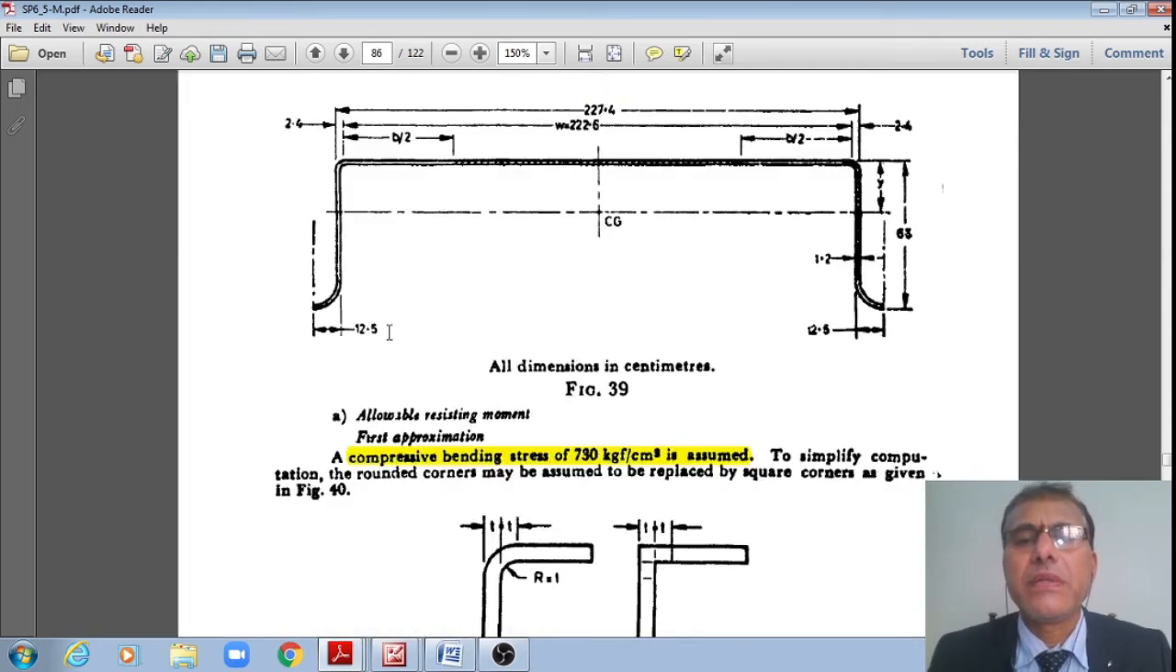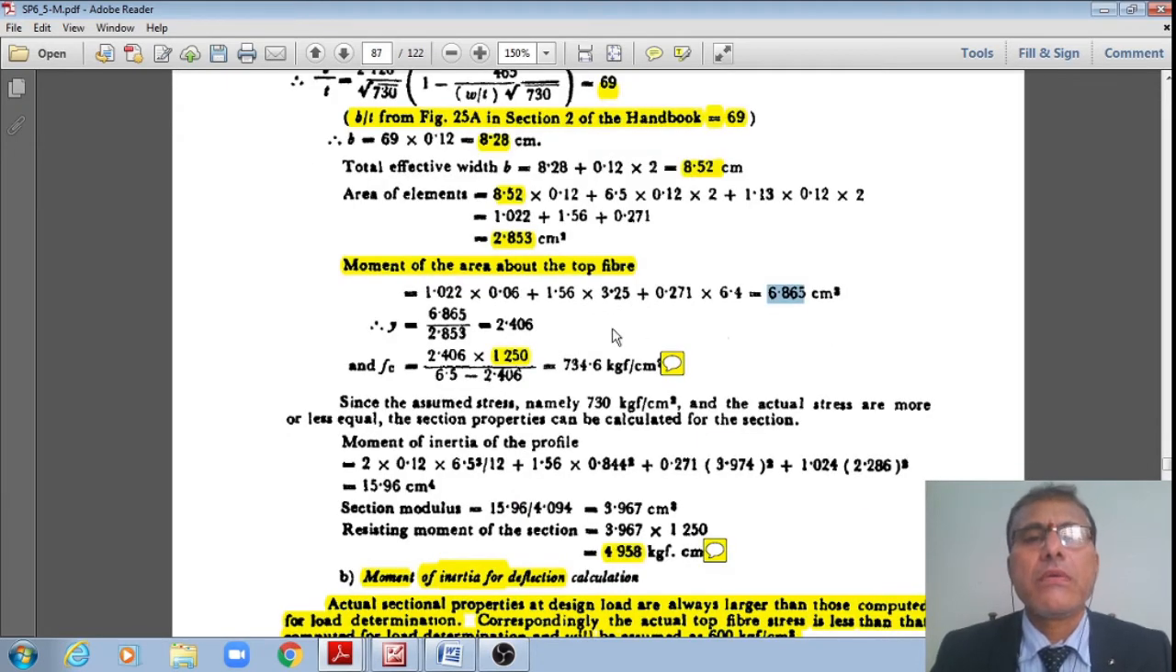Now the CG of this entire section with respect to the top fiber, this y distance, we will now work out, right, the first moment of area divided by the area. Summation of AiYi divided by Ai, which you have already seen in engineering mechanics, right? Therefore, substituting, we now get 2.406 centimeter.